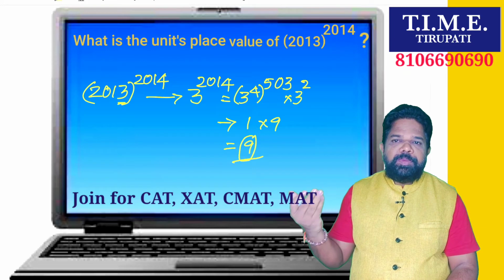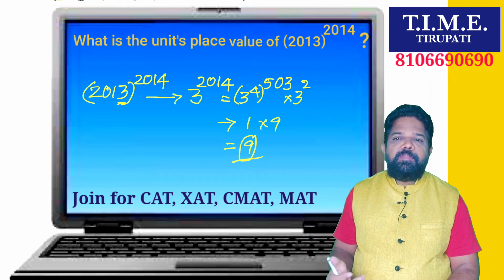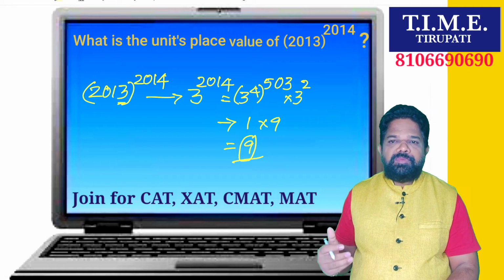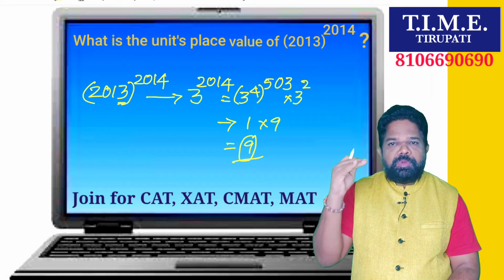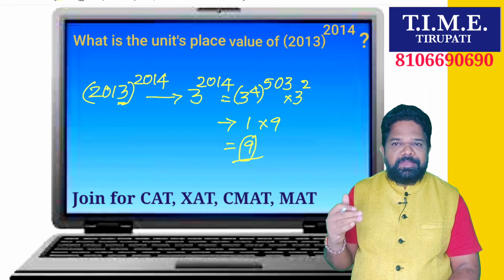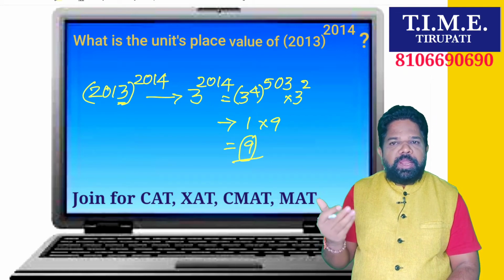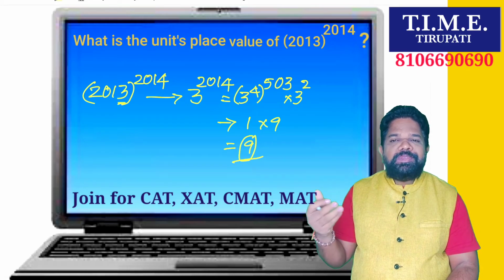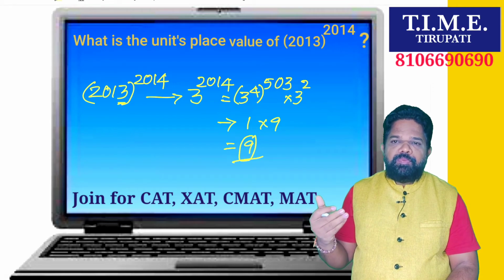So if the units place value is any one of these, either 1, 5 or 6, and you multiply infinite number of times, you get the same digit as units place value. That is our plan. So in 2013 whole power 2014, you have to consider only the units place value, that is 3 power 2014. 3 square is 9, we don't require it. 3 cube is 27, 7 also we don't require. 3 power 4 is 81, so you get 1 as units place value.